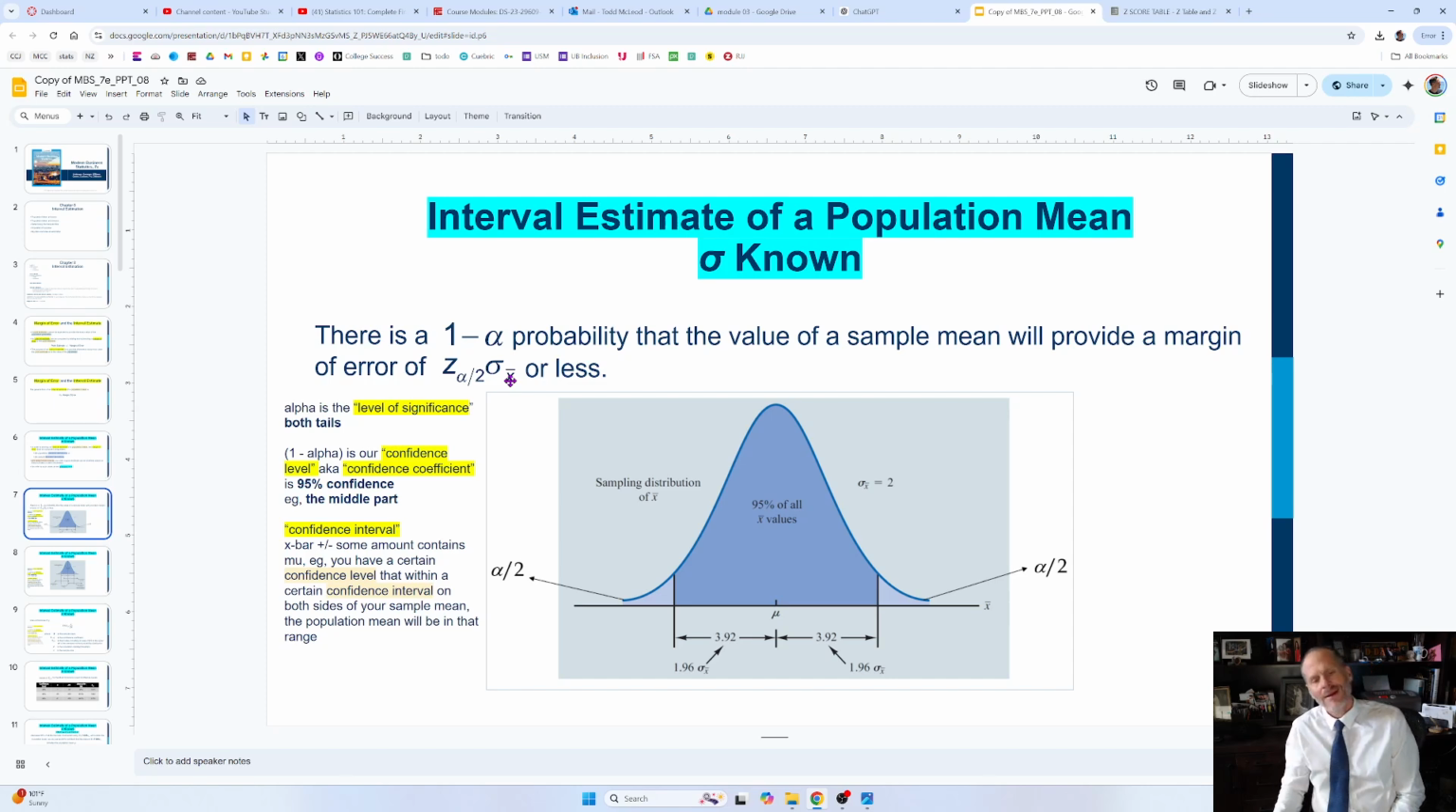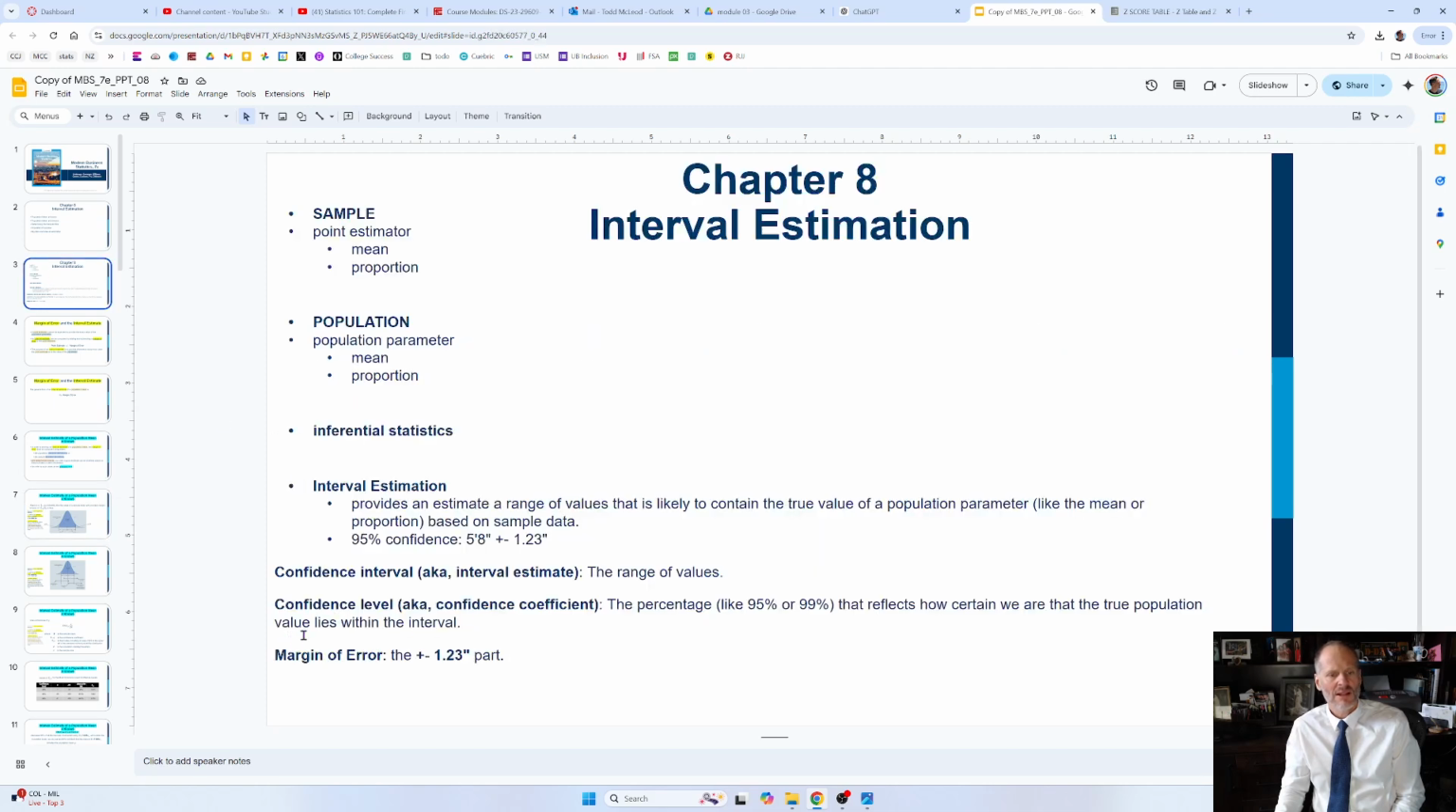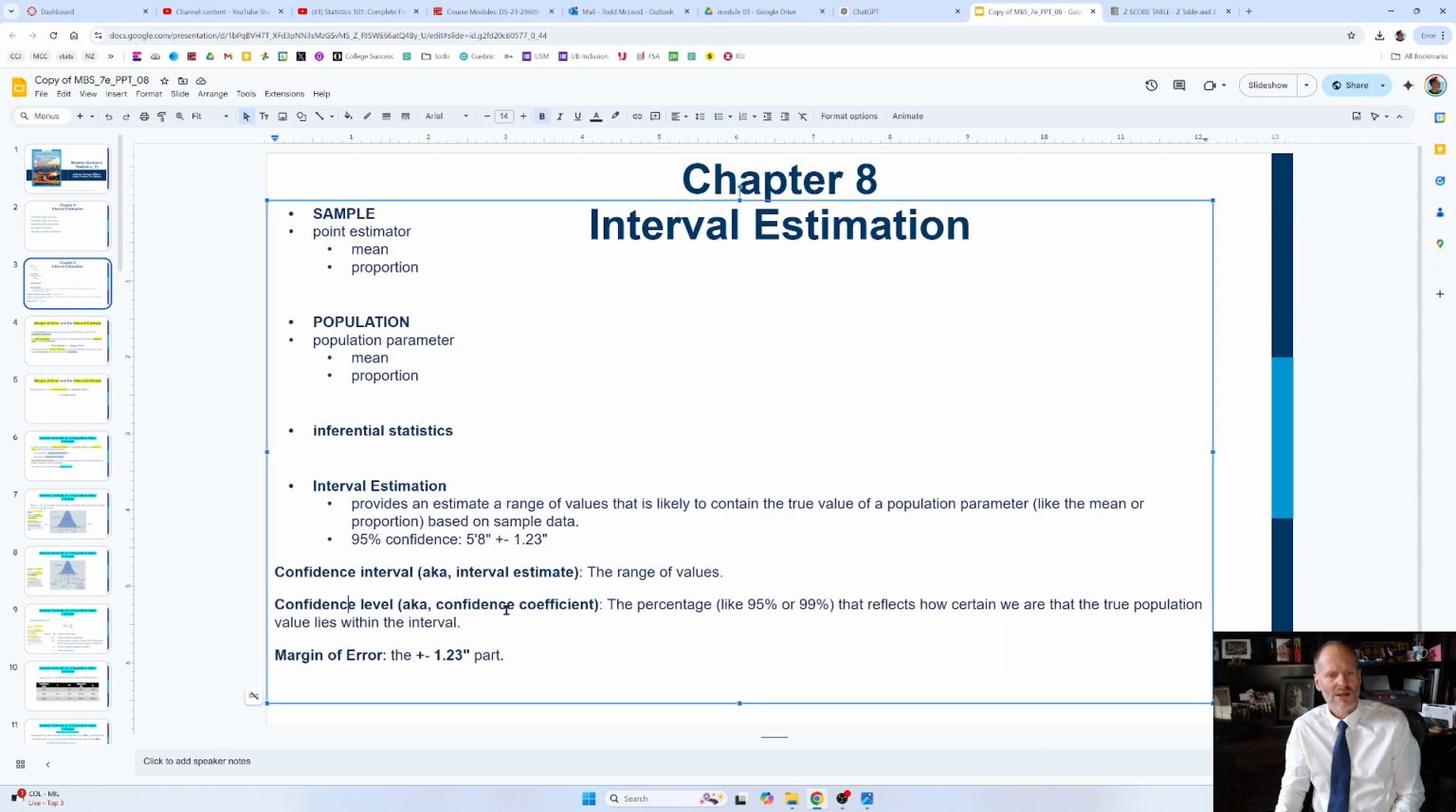And then this sigma, the standard deviation of the sample means, which is also known as the standard error, that's that representation right there. So we have to break out what all of this means, like what is alpha? And so alpha is the level of significance, both tails. So I'm going to come up here, and we have level of significance, and we have confidence level, confidence coefficient, and we have confidence intervals, the range of values. So the confidence interval is the 5.8 plus or minus 1.23. So that'd be like 5.6 something to 5.9. And that's our confidence interval, also known as our interval estimate.